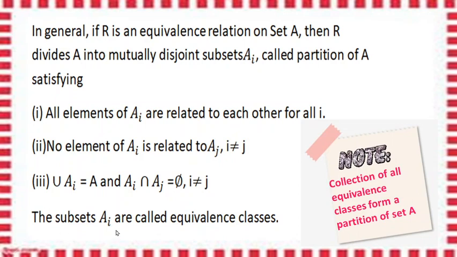So the subsets Ai are called equivalence classes, and this is very important: the collection of all the equivalence classes again forms a partition of set A.